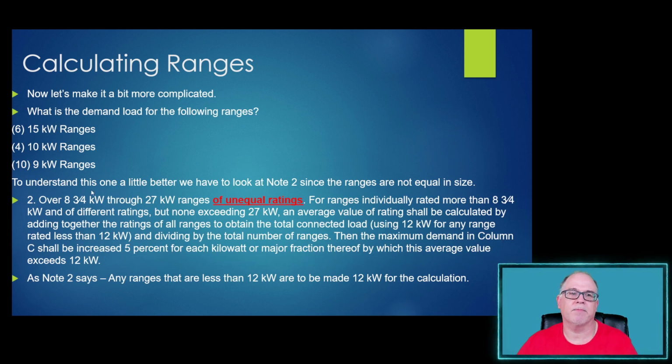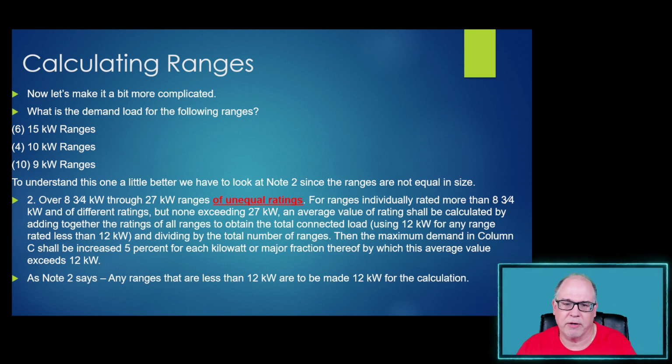All right, so now let's go on and make it even a little more complicated. And we're going to get deep now. Let's see, what is the demand load for the following ranges? Okay, well, this one, we have 6 15 kW ranges, and we have 4 10 kW ranges, and we have 10 9 kW ranges. So we're just using the term range to keep it simple. It could be cooktops, it could be a mixture or whatever. We're just going to keep it simple.